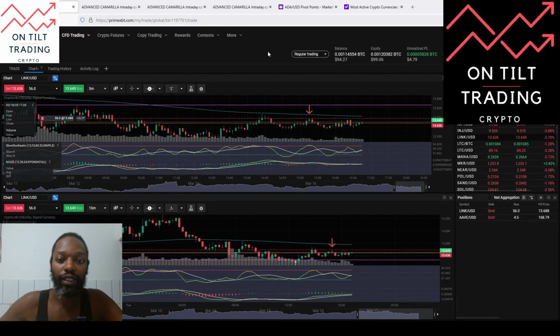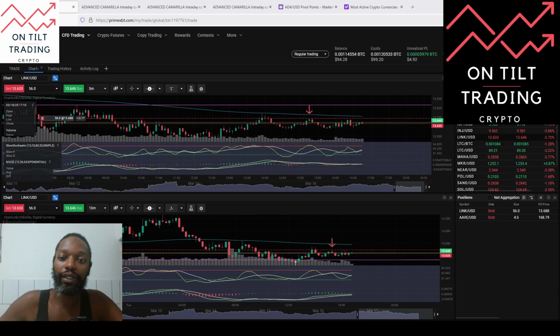Let's review my trade on CHAINLINK today. First, let's put my charts into perspective. Here we have a candlestick area. Here's volume profile. Here is the slow stochastic indicator. Down here is the MACD.